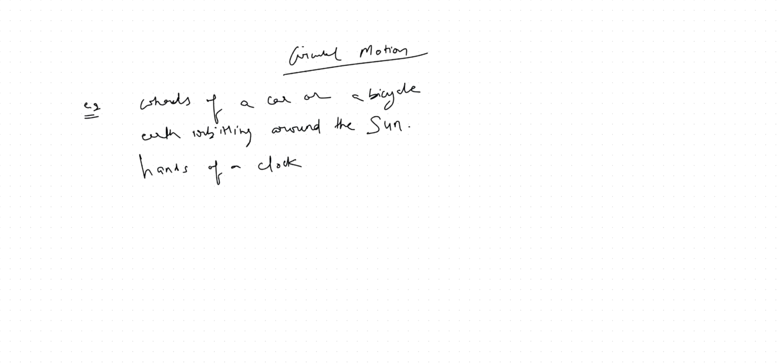Now, sometimes there will not be a complete circle, but the path will be a part of a circle. Consider an example: a car is moving on a straight road, and then there is a sharp bend in the road. When the car moves along this track, that will also be an example of circular motion. About linear motion, we have discussed in AS level. Circular motion we will be discussing now.